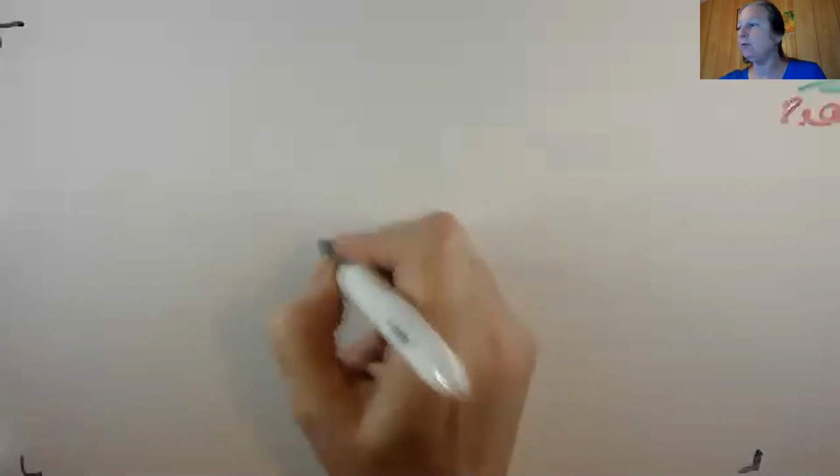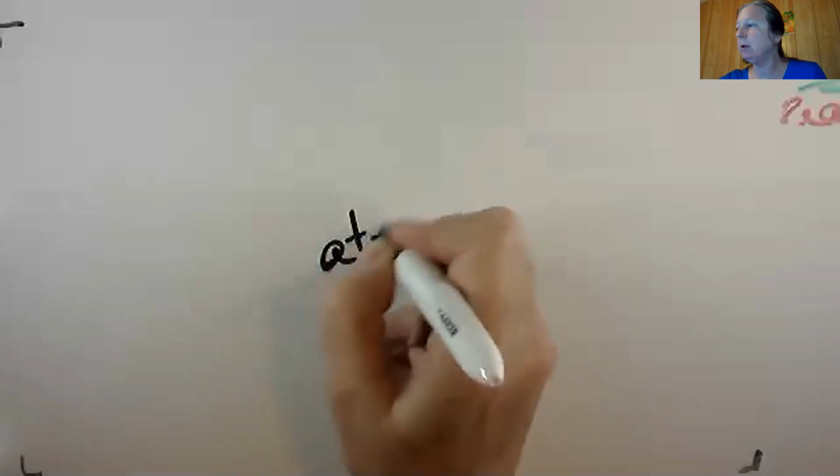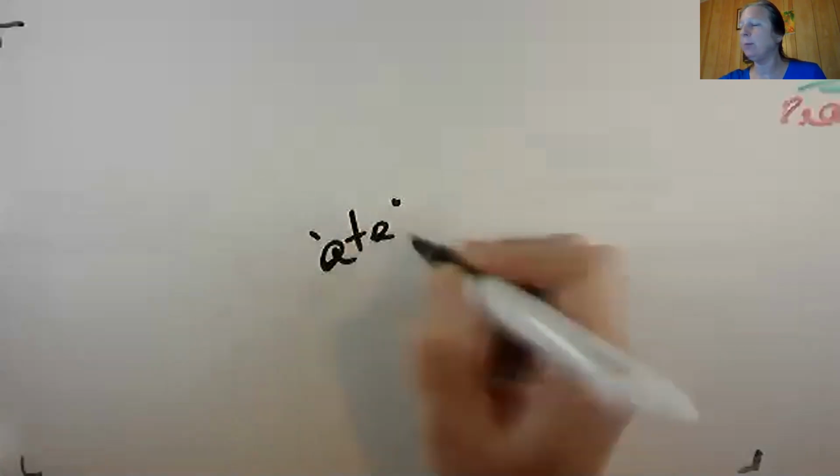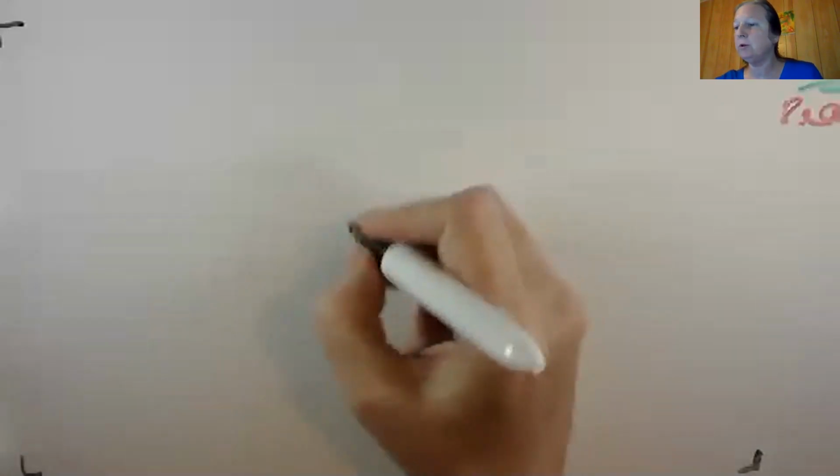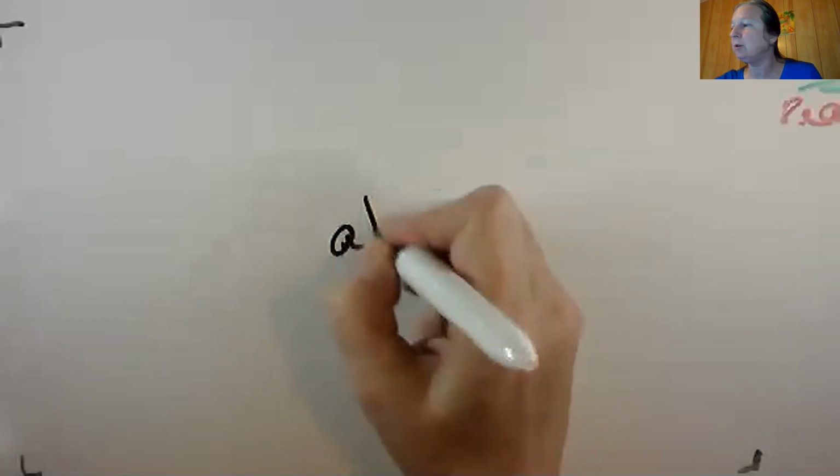Okay. So you need to memorize the ATE form, which is your core form of each of these. Because what changes after that, let's try that again, is the number of oxygens. That's all. The charge does not change.